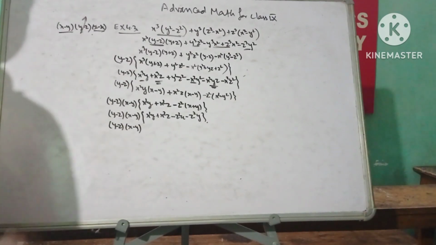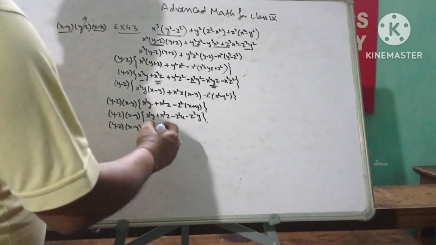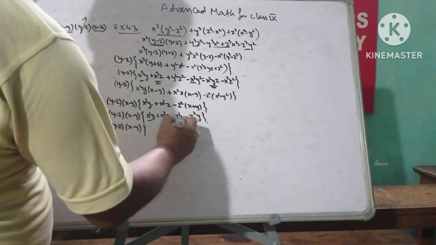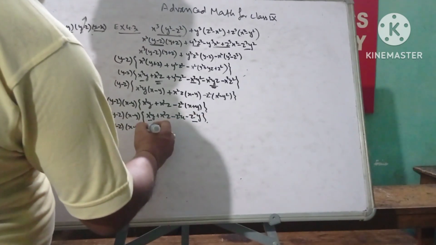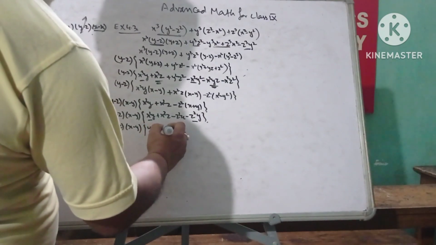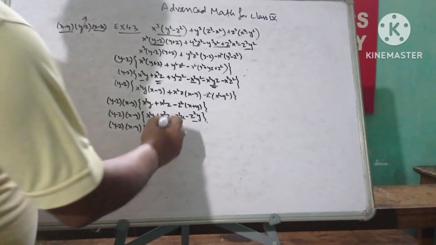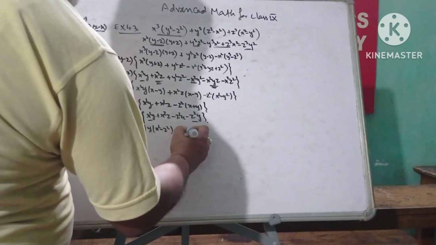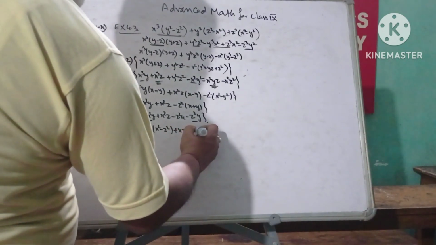Last is this, your z minus x. So z minus x, this and this you are going to take. Here this will be z minus x. We are taking y common, so x square minus z square, and here we are taking xz common, so this is x minus z.